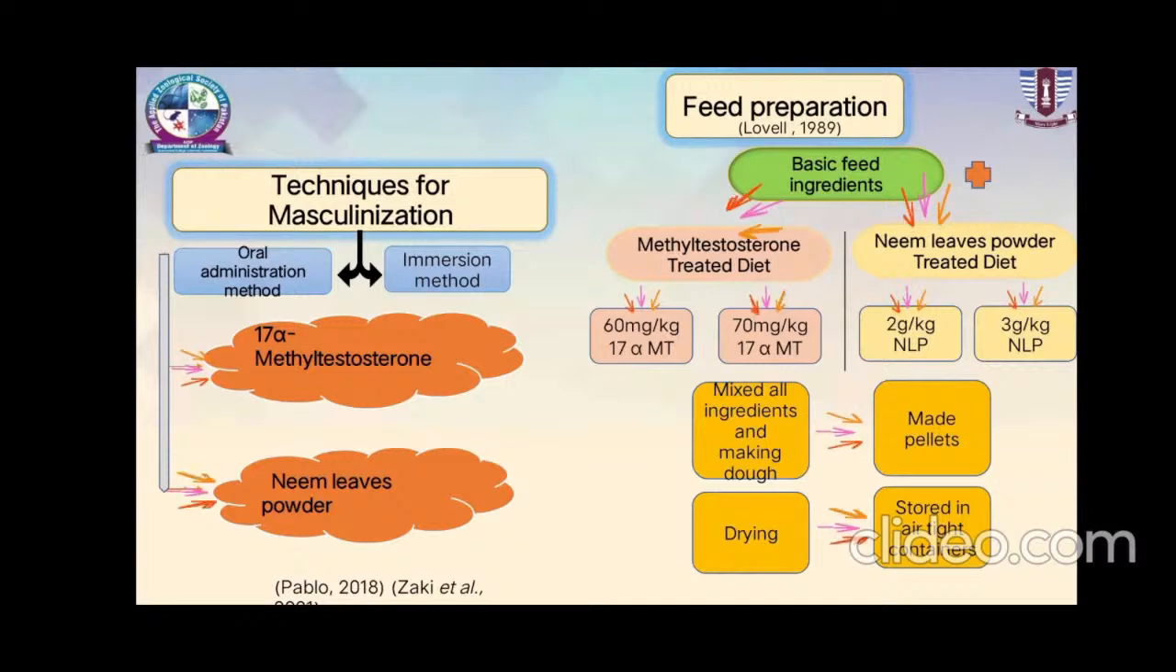For the feed preparation, basic feed ingredients were added with the hormone and the neem leaf powder, and the concentration of hormone was 60 mg/kg and 70 mg/kg, and the neem leaf powder concentration was 2 g/kg and 3 g/kg. All the ingredients were mixed and pellets were prepared, dried and stored in an airtight container.